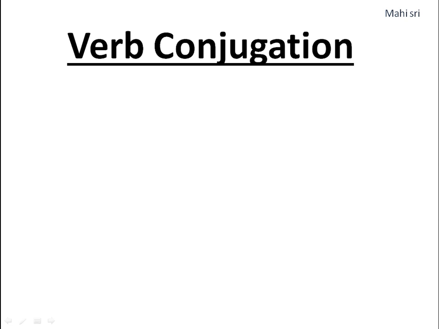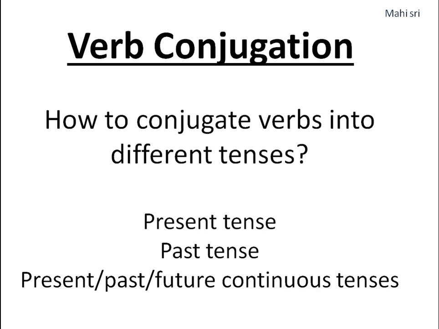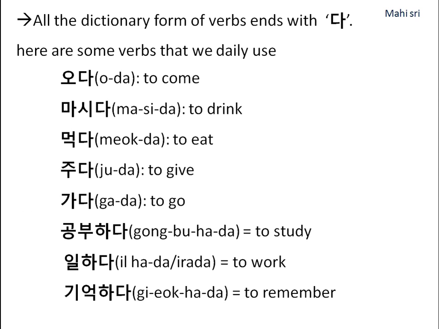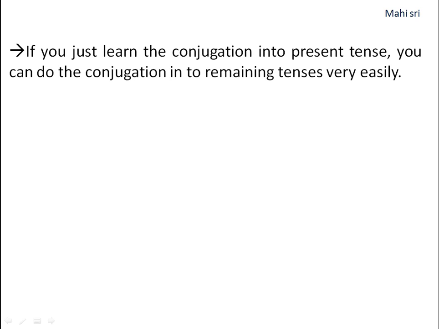Now we are gonna learn verb conjugation: how to conjugate verbs into different tenses like present tense, past tense, future tense, and continuous tenses too. So we already know that all the dictionary forms of verbs end with da, like these: oda, mashida, mokda, chuda, khada, kongbuhada, irada, kkeulh-i-da. The last three verbs come into the hada verbs category, and if you just learn the conjugation into present tense, you can do the conjugation to any tense very easily.